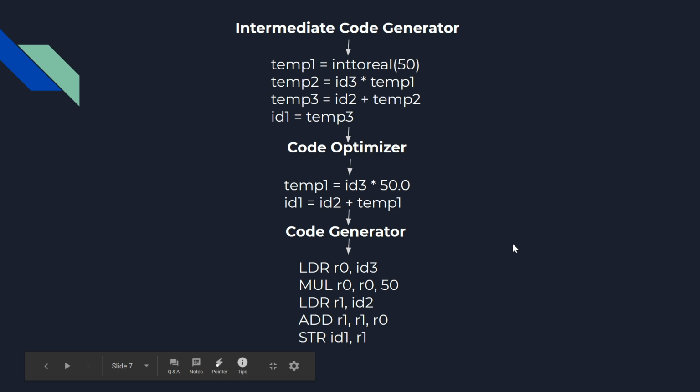Here it is a 3 address code. The 50 taken as real is passed into temp1, stored into temporary variable 1. Then id3 into temp1 is stored into temp2. Then id2 plus temp2 is stored into temp3. Then id1 equal to temp3 will give the final. But this code can be optimized, so we'll use a code optimizer with which we can do these 4 steps within only 2 steps.